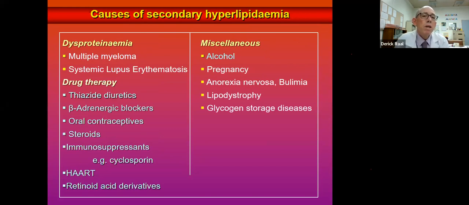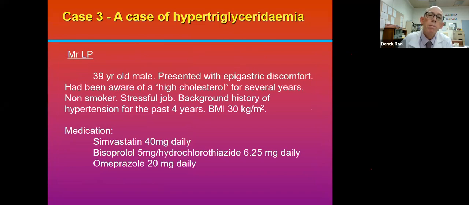What we've always got to think about is drug therapy, which I'll allude to in the next case I show you, but importantly, antiretrovirals, the retinoic acid derivatives like Roaccutane. We must always think about alcohol, and interesting conditions like anorexia nervosa or bulimia can cause severe hypercholesterolemia. So taking a history of drug use and thinking about secondary causes is always very, very important.